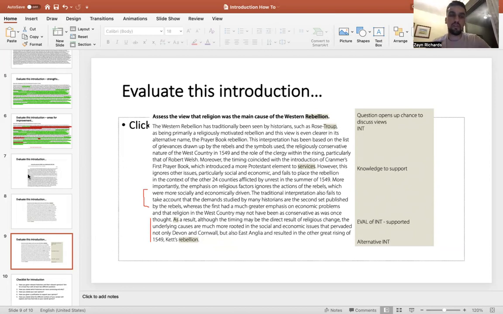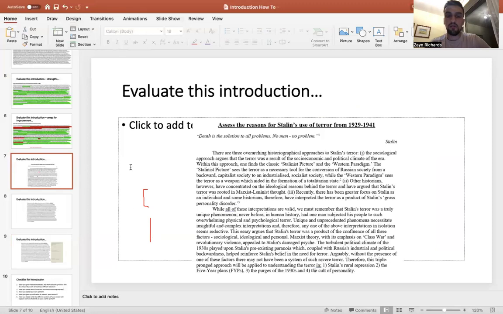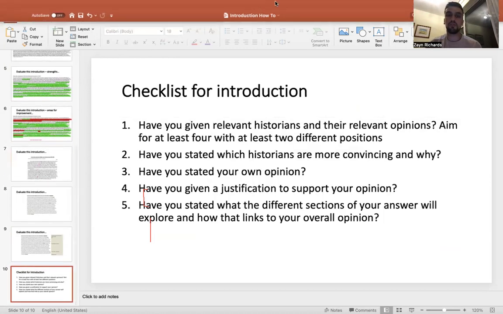Essentially, the one that you probably want to be using to help you the most is the one on the previous slide, which is this one here, and just imagine that this student had mentioned historians, okay? So just to recap, this is what you should be doing in your introduction.